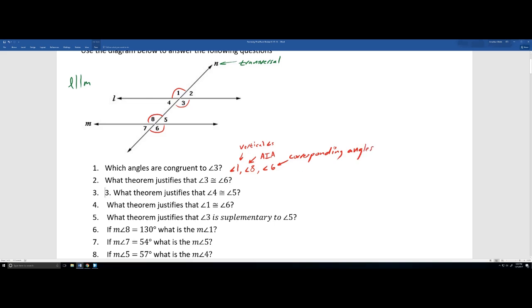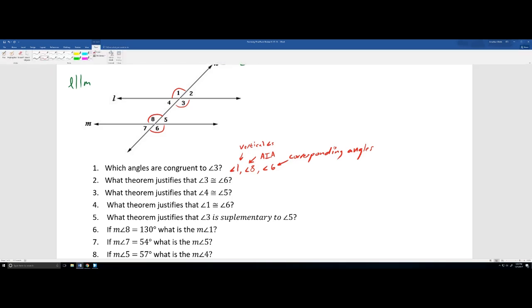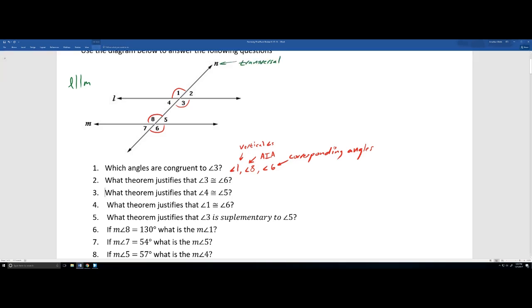Very nice. All right, so number two, what theorem justifies that angle 3 is congruent to angle 6? And how about that, it looks like we already talked about that, right? So that reasoning was again because of corresponding angles. And so that was nice.